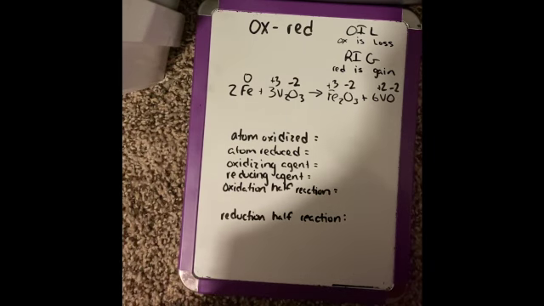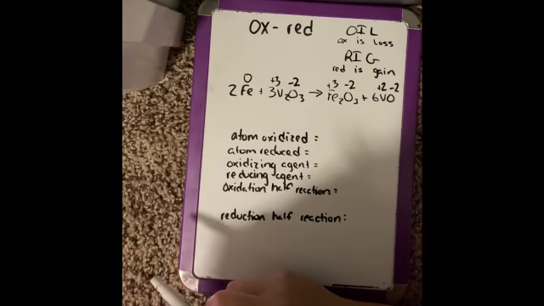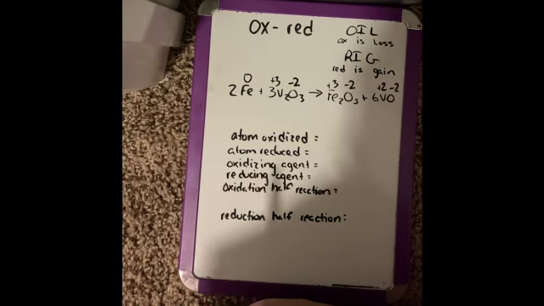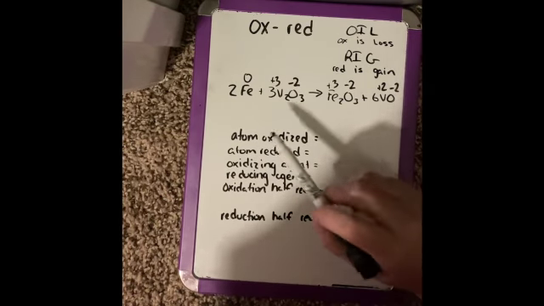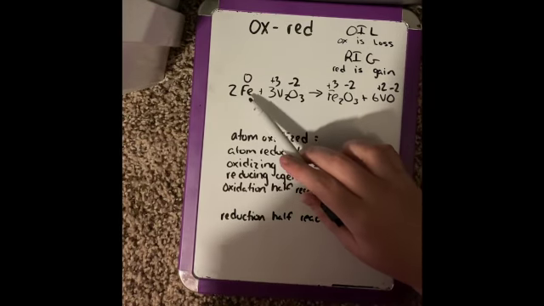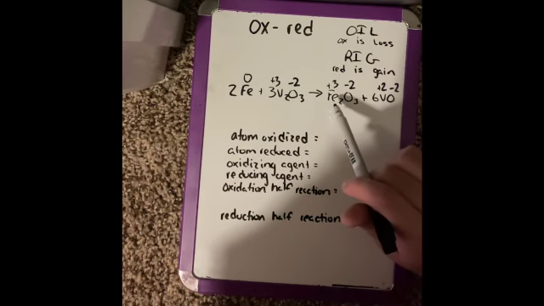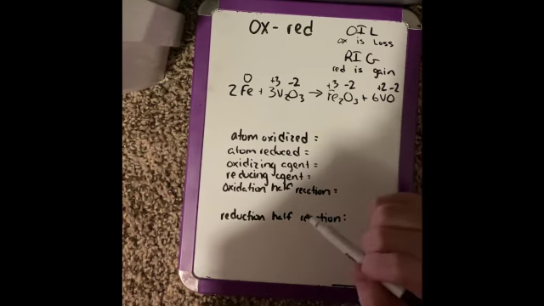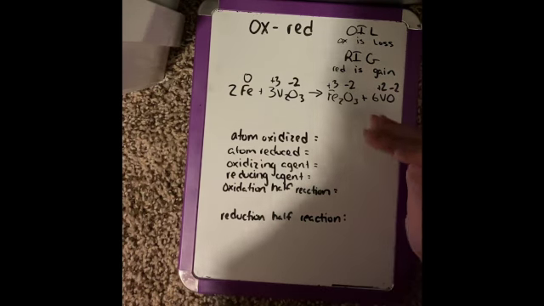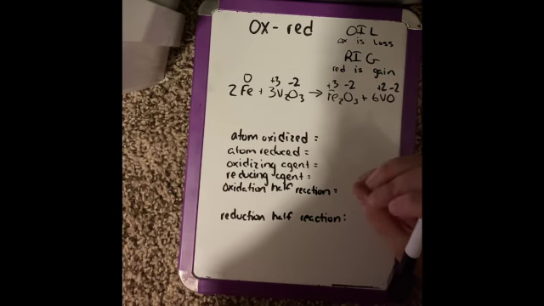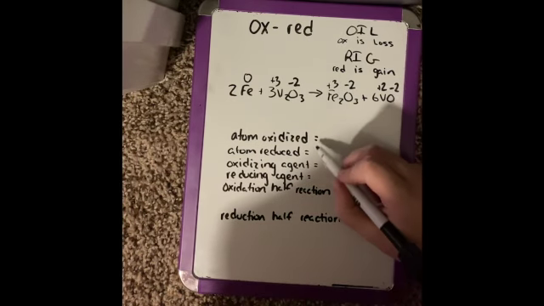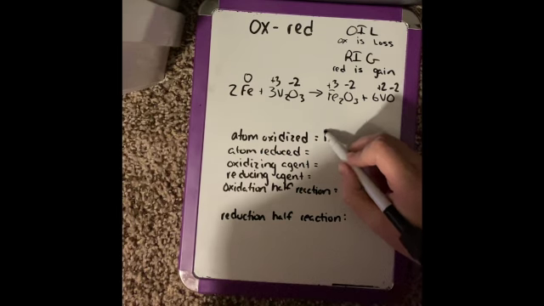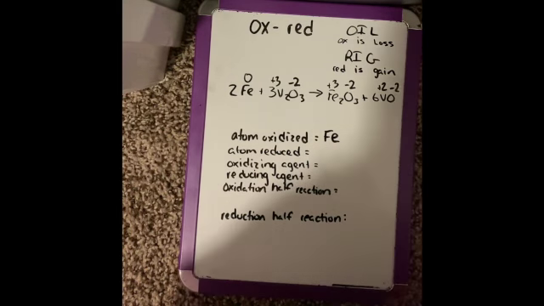to the other, is your atom that's being reduced. The one that's becoming more positive or is losing electrons is the one being oxidized. So here, Fe is 0. Over here, Fe is +3. So it's what's become more positive. And since it's becoming more positive, that means it's lost electrons, which is your oxidation. So your atom oxidized is Fe.